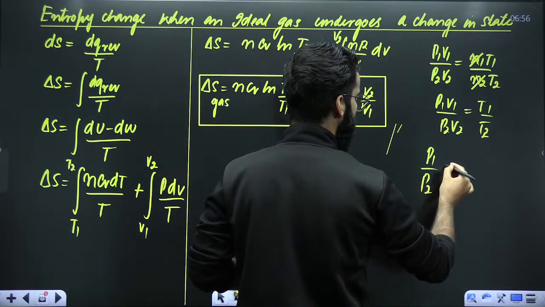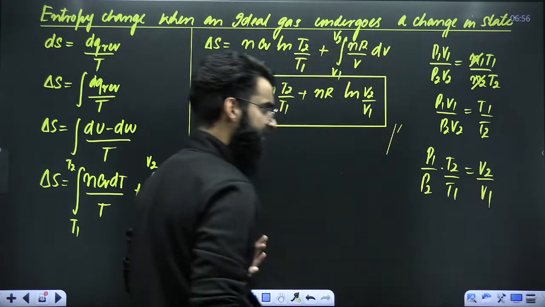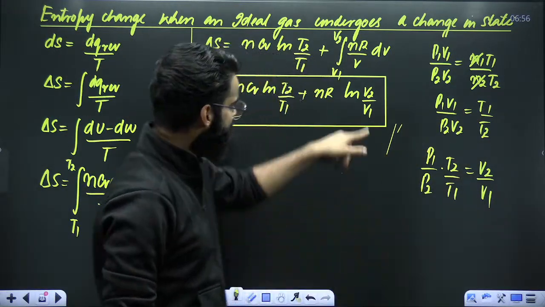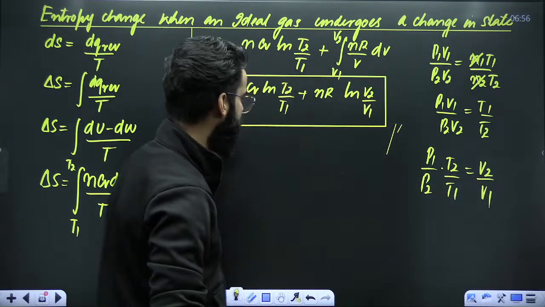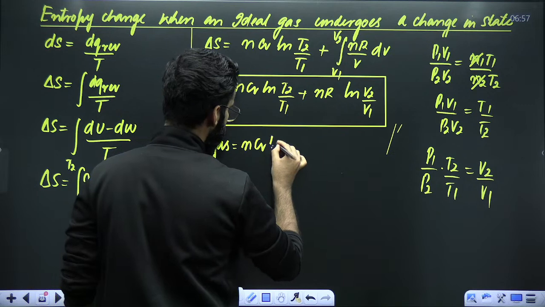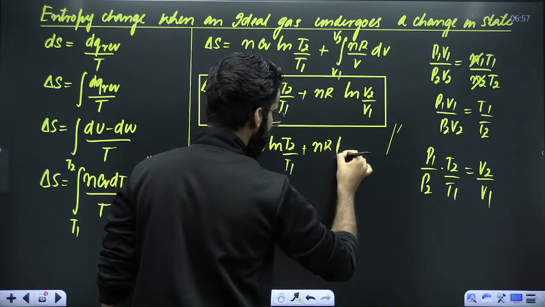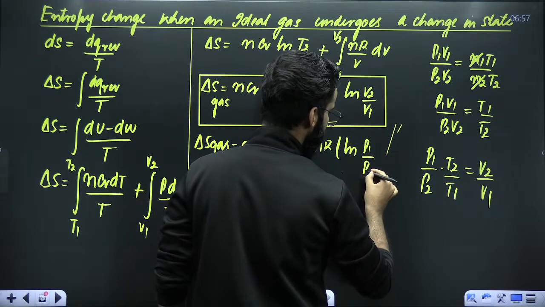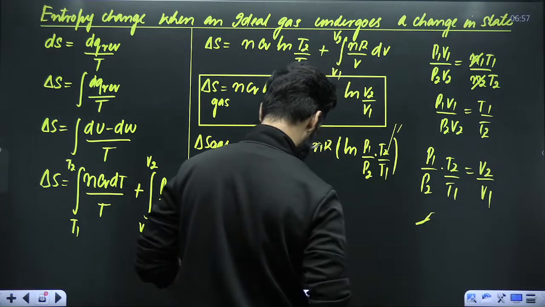Perfect. So P1 divided by P2 multiplied by T2 divided by T1 is equal to V2 divided by V1. Do you agree with this? V2 here, V1 here. So V2 by V1 is this value. And in this particular expression, you have got V2 by V1 here. So instead of V2 by V1, I'm going to introduce a few more terms. So delta S gas has to be equal to nCv ln of T2 divided by T1, plus nR ln of, instead of V2 by V1, I'll be writing P1 by P2 multiplied by T2 divided by T1. I hope this is clear to you.